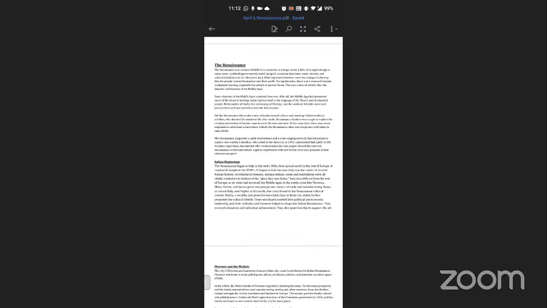So here, what this paragraph is saying is that Renaissance people are very curious to learn so many things. They don't want to be stuck in their own country. They wanted to learn so many things of so many cultures of so many countries. Okay. The Renaissance supported a spirit of adventure. And because they wanted to learn so many things from so many countries, that's why the adventurous type of stuff started happening.